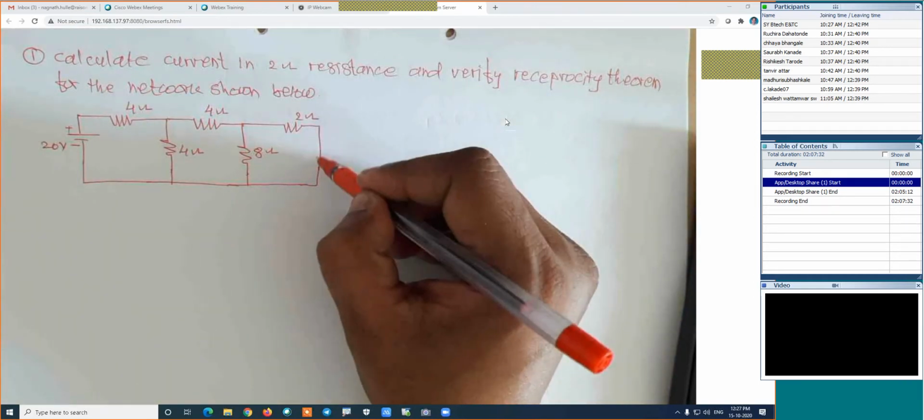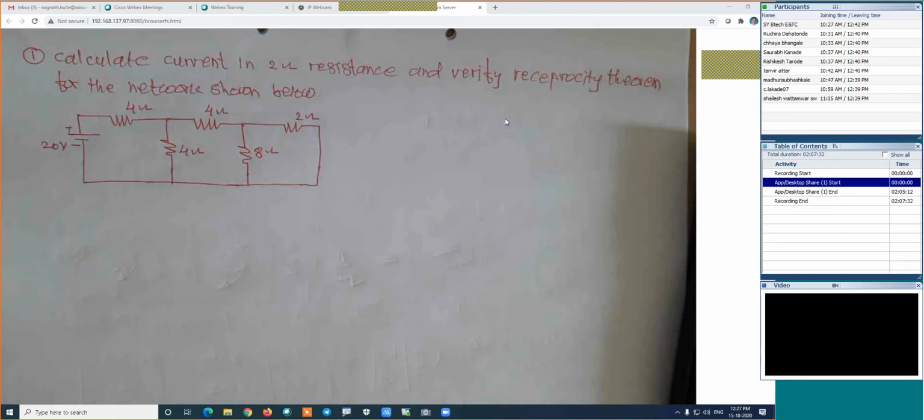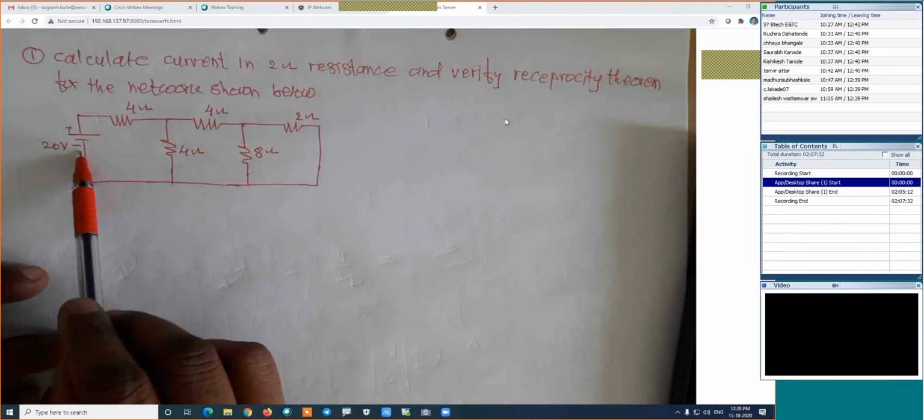How do we calculate the current in a branch? Choice is yours. You can use the mesh analysis, the nodal analysis method, or the Thevenin theorem, Norton theorem, whatever theorem or method you know. And take the ratio of this voltage to this current.